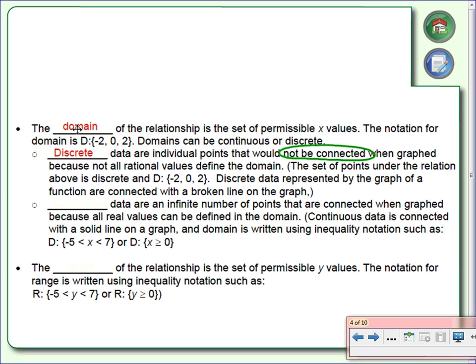The next blank we have, blank data are infinite number of points that are connected. Points that are connected. This time we call that continuous. Continuous. And I want you to do the same thing for me. I want you to circle that they are connected. That's the difference between discrete and continuous. One are points that are connected, the other is points that are not connected. Discrete and continuous.